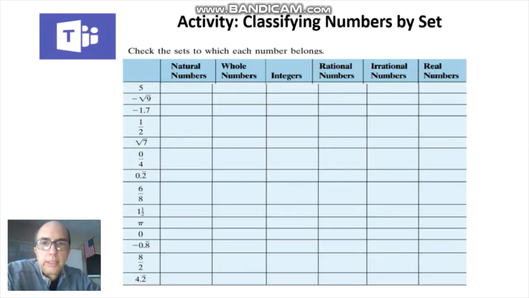Okay, this concludes our lecture today, and now we have an activity. You go to Microsoft Teams and open this activity, classifying numbers by sets, and do it by yourselves, using the link on Teams to Microsoft Forms.